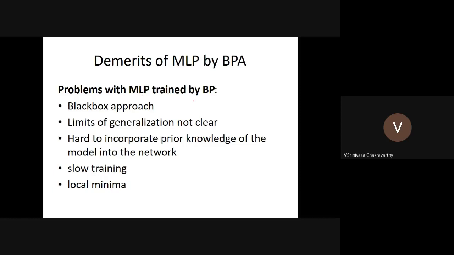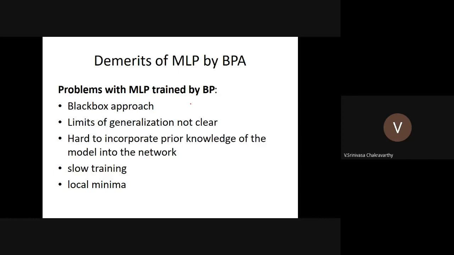Now, limits of generalization are not clear. We'll talk a little bit of that later on, because the network is basically doing a regression. It's a regression engine, just learning to curve fit the input data and the output data. So it is not clear what happens sometimes when you give data which is outside the range of the input data. I will talk a little bit about that later.